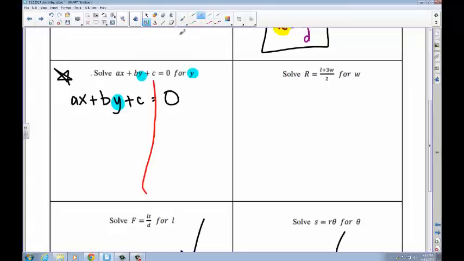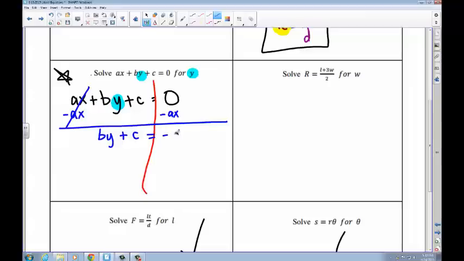So I'm looking, and there's a couple of things that you can do, and it doesn't matter which one you do first, but I'm going to choose to subtract ax first, okay? Because eventually we're going to have to subtract the c. But right now I'm going to subtract ax, because I know it's a positive, and what I do to one side I must do to the other, so I'm going to subtract ax over here as well. When I do that, I know ax minus ax is 0, and so I'll rewrite everything else the way I see it. By plus c is equal to negative ax. And then I'll highlight my y.